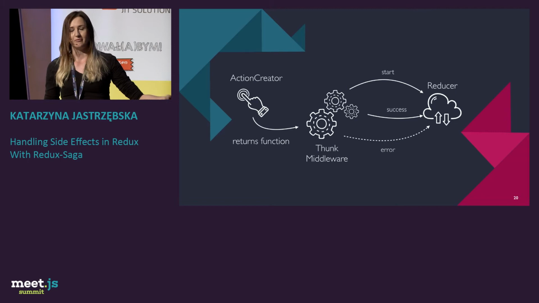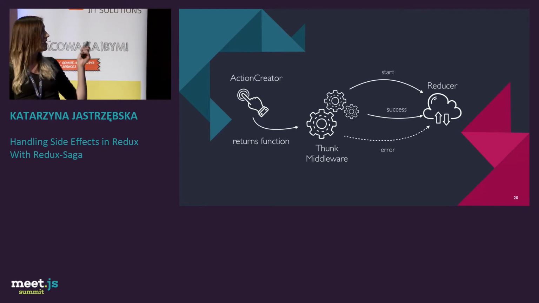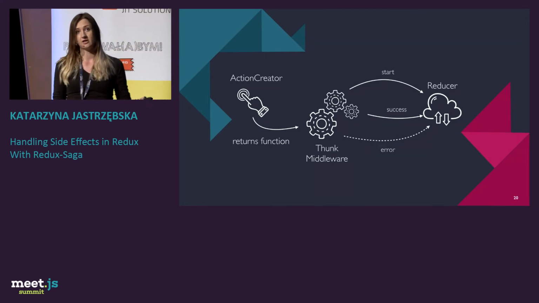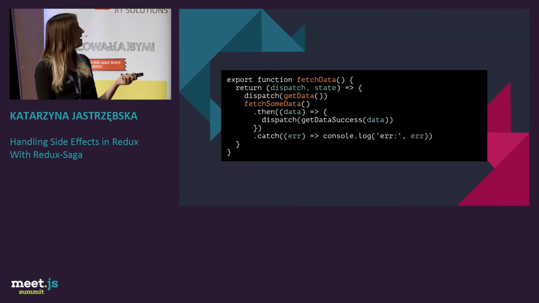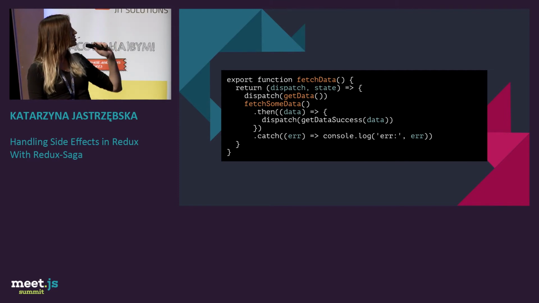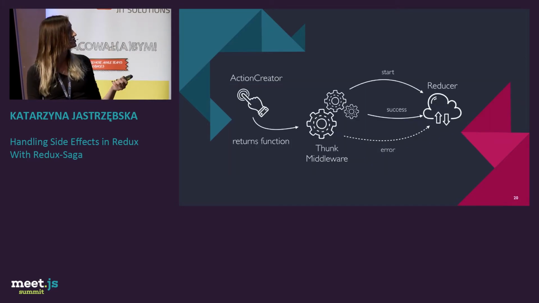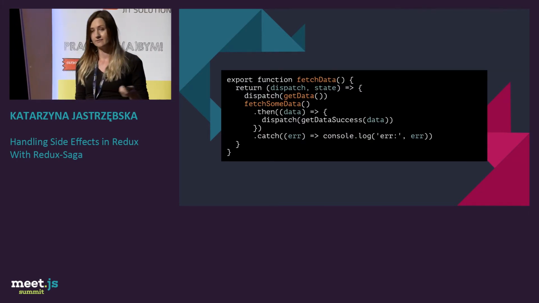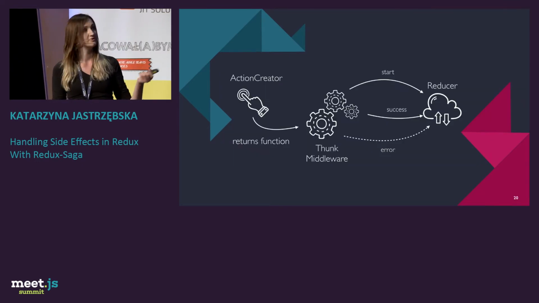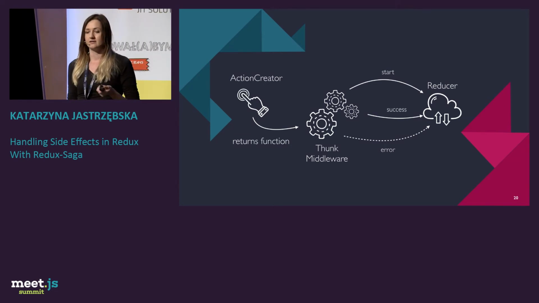So let's go through the beautiful diagram I've prepared. There is an action creator, which returns the function. The function goes to the Saga middleware, and then we can just execute a promise. As you can see here, this is a fetch data action, which returns a function, dispatch action at the beginning. There is a start action, then goes the promise body, and if the success appears, there is a success action, and of course, an error action is dispatched as well. So Redux-Saga is a really cool solution for small projects.